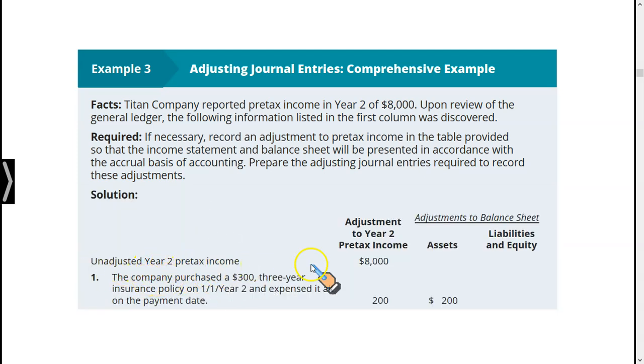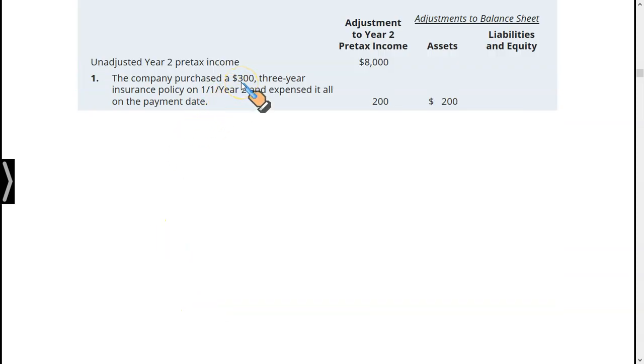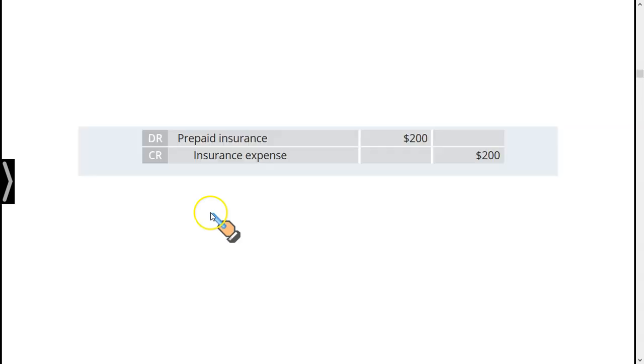Unadjusted year 2 pre-tax income, $8,000. The company purchased a $300 3-year insurance policy on 1st of January year 2 and expensed it all on the payment date. The amount that we have paid for insurance is $300. At the end of the year, only $100 has expired, has become expense. So the remaining $200 at the end of the year should be moved to prepaid insurance. So we will debit the prepaid insurance account and credit the insurance expense account, because insurance expense is overstated. Prepaid insurance debit, insurance expense credit.